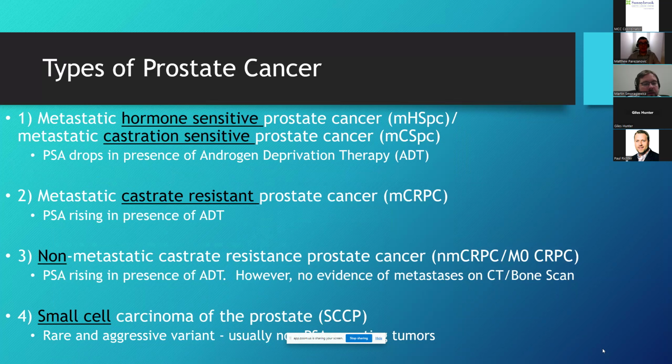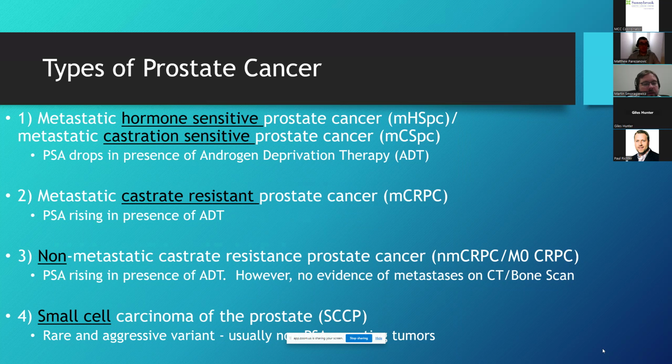So the main types of prostate cancer that I see and deal with my med-onc colleagues: metastatic hormone-sensitive prostate cancer, also known as mHSPC. An additional term now being used is metastatic castration-sensitive prostate cancer, or mCSPC. In general, this means that the PSA drops in the presence of androgen deprivation therapy. Conversely, metastatic castration-resistant prostate cancer, or mCRPC, is a PSA rising in the presence of ADT. The third being non-metastatic castrate-resistant prostate cancer, or M0 as we call them.